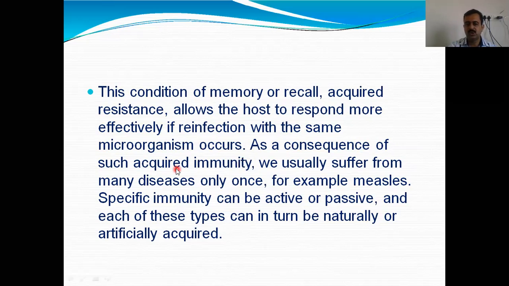As a consequence of acquired immunity, we usually suffer from many diseases only once, for example measles. Specific immunity can be active or passive, and each can be natural or artificial. That's all for today's lecture. In the next lecture, we'll continue with the types of immunity and their specificity towards the immunological system of the human body we are trying to study.